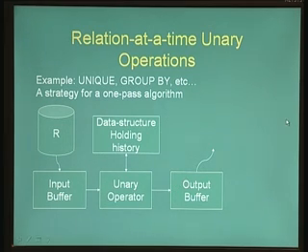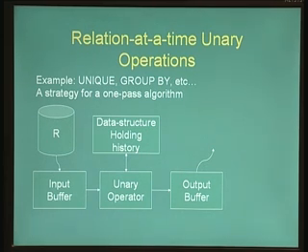So a single pass algorithm for a relation at a time is also quite simple, except that we need to have an augmenting data structure, usually an index tree or a hash table or something like that, that can hold the history that is required.